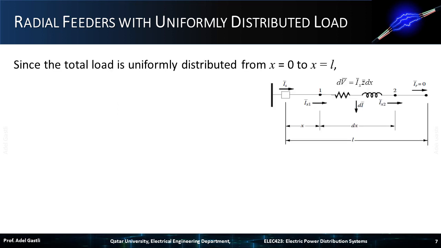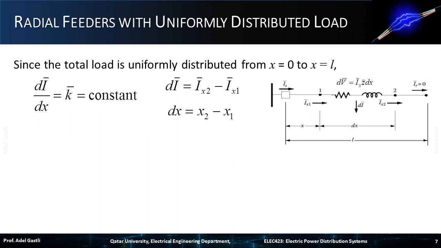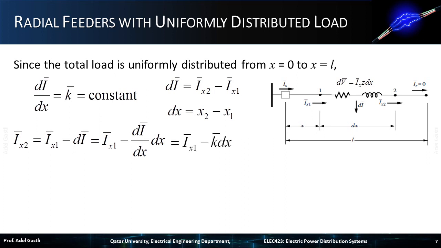Since the total load is uniformly distributed from x equals 0 to x equals L, then, we can write that dI over dx equals constant k. Considering that dI equals Ix2 minus Ix1, and dx equals x2 minus x1, then, we can write Ix2 equals Ix1 minus dI. We can also write that Ix2 equals Ix1 minus dI over dx times dx, that equals Ix1 minus k times dx.